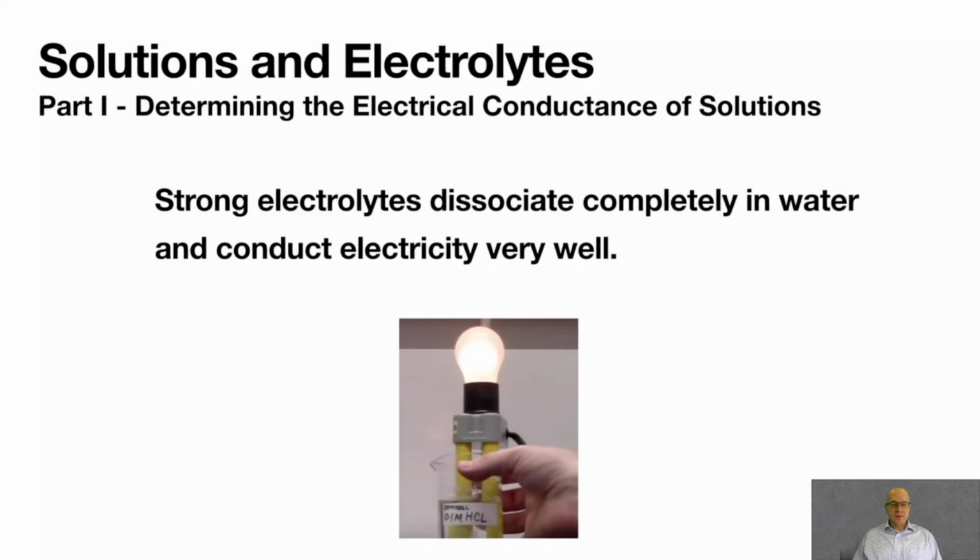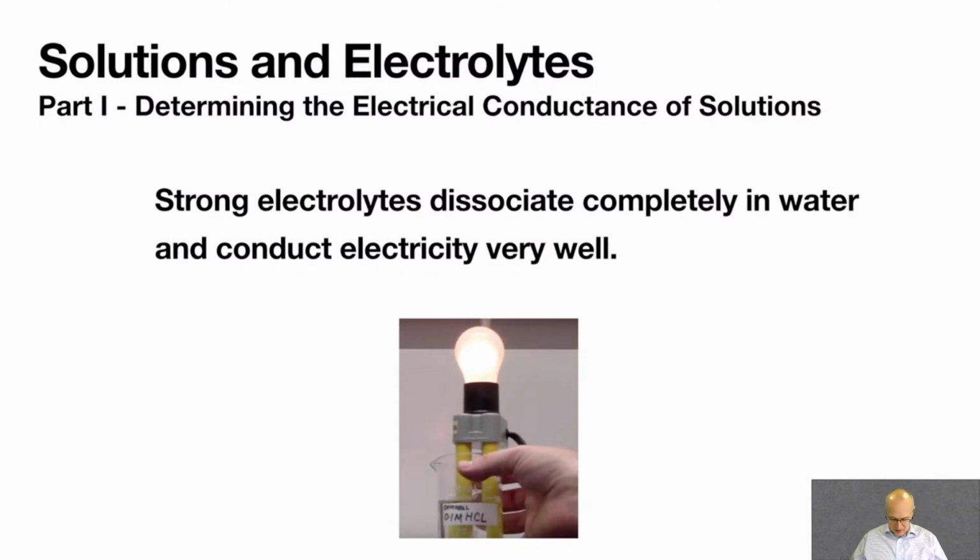All right, part 1, determining the electrical conductance of solutions. Now, strong electrolytes and weak electrolytes conduct electricity. Strong electrolytes conduct electricity very well and will light up a lamp quite brightly because they can conduct electricity very efficiently. A strong electrolyte is any molecule that dissociates in water completely, 100%, to give you ions. No parent molecule is left behind.